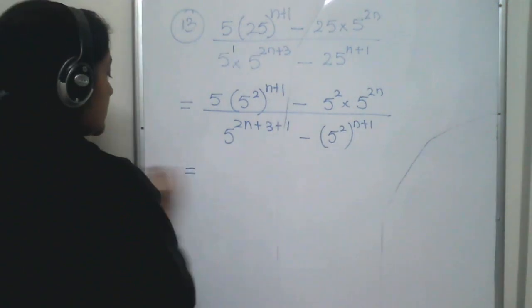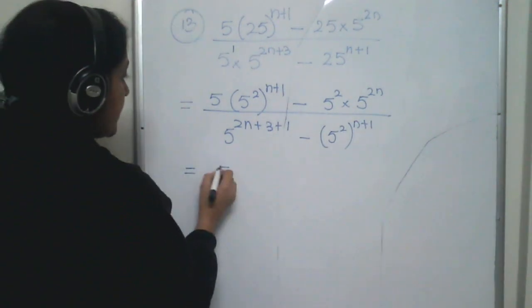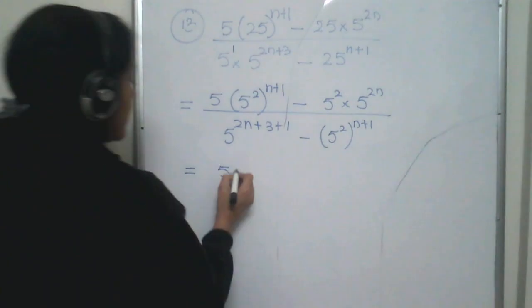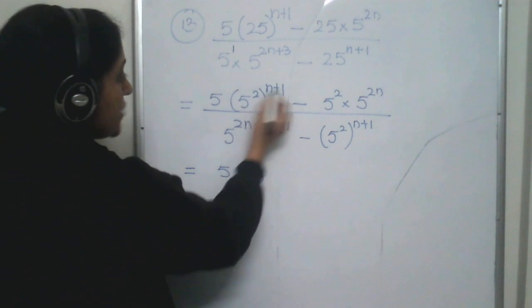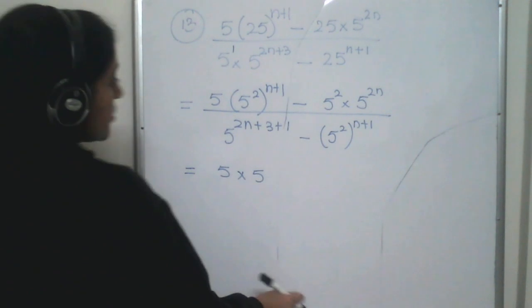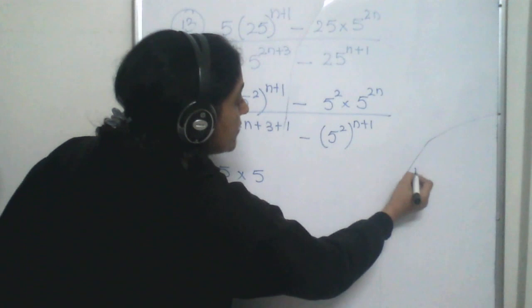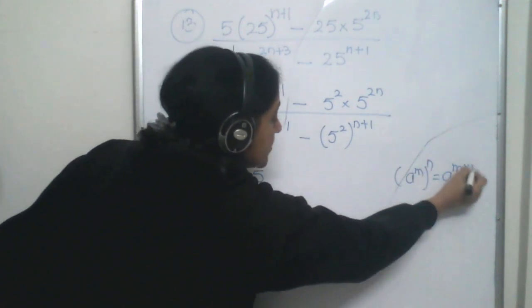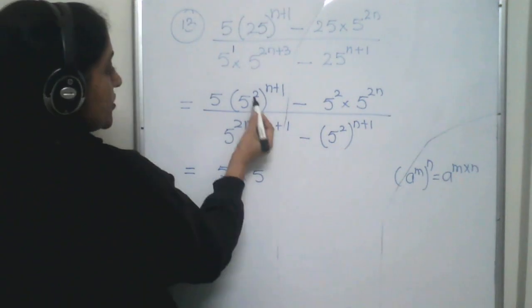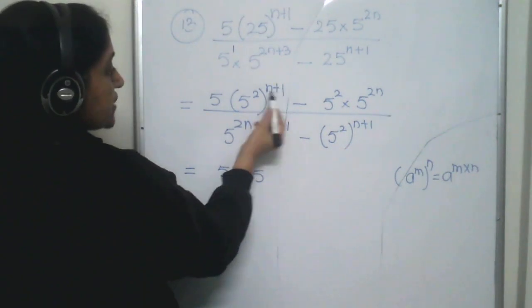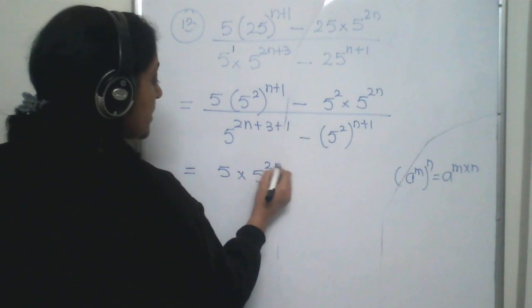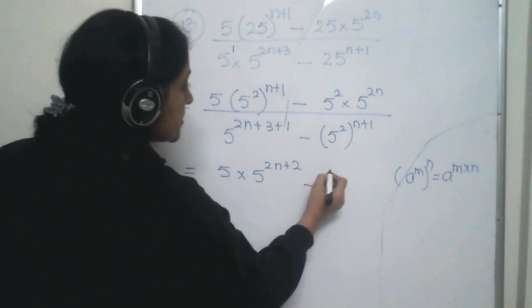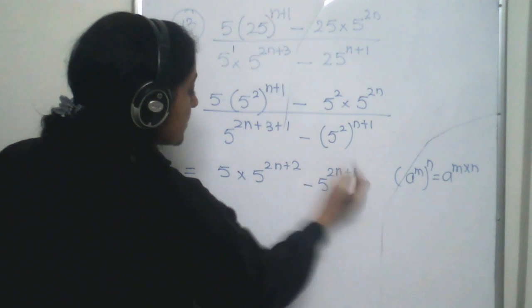Now this is equal to 5 to the power, 5 into 5 to the power 2 has to be multiplied to this. With what rule is that? A to the power m raised to the power n is equal to a to the power m into n. Means 2 will get multiplied to both numbers, that is n as well as 1. So it will be 2n plus 2 minus 5 to the power, what is it, 2n plus 1.